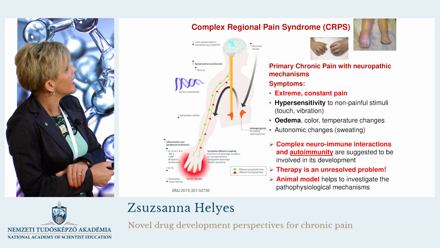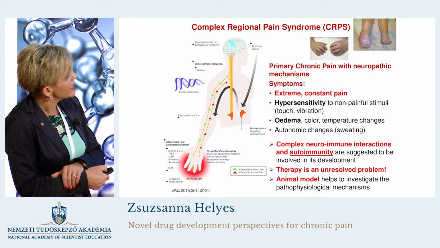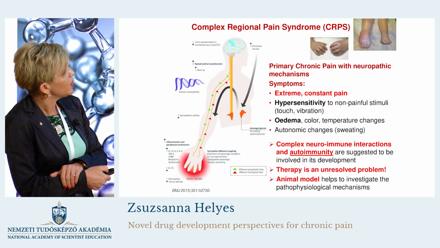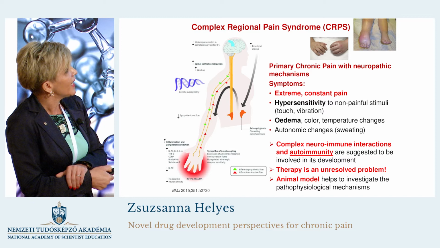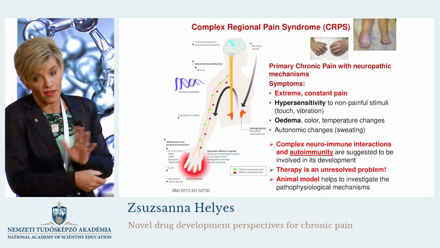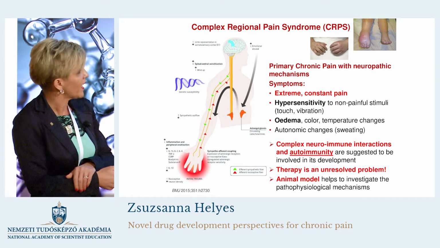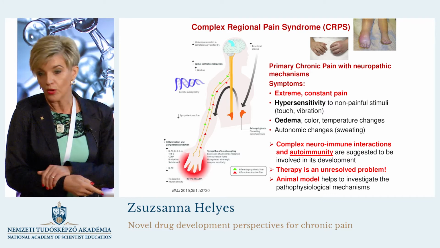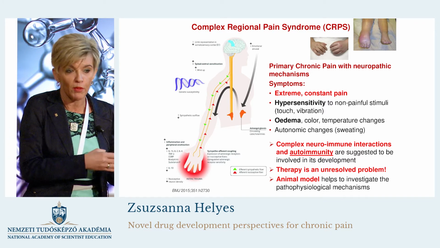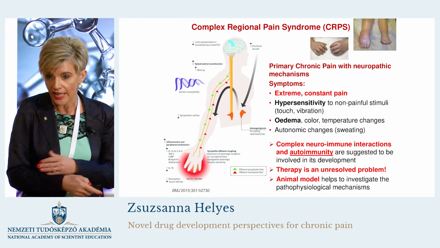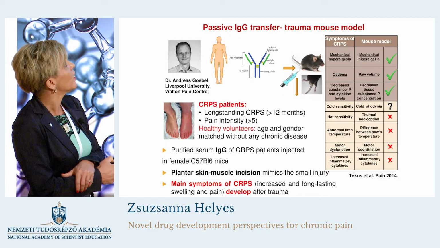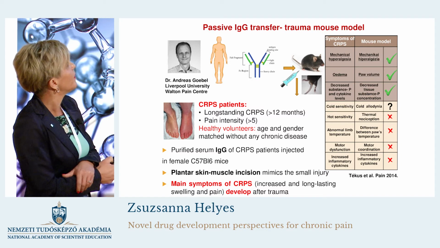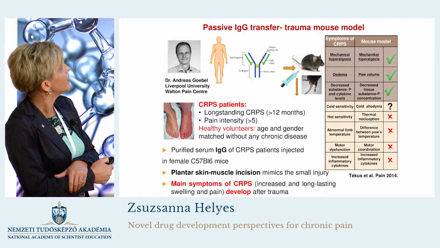And we don't know what the reason is, what the mechanisms are, but it is suggested that complex neuroimmune interactions and autoimmunity are involved in these pathophysiological processes, and the therapy is very, very unresolved. Nothing is really effective. And actually there is no good animal model, because if we don't know what the mechanism is, of course we can't create a good animal model. And a very good example for this is a collaboration of my group with a group in Liverpool, Walton Pain Center.